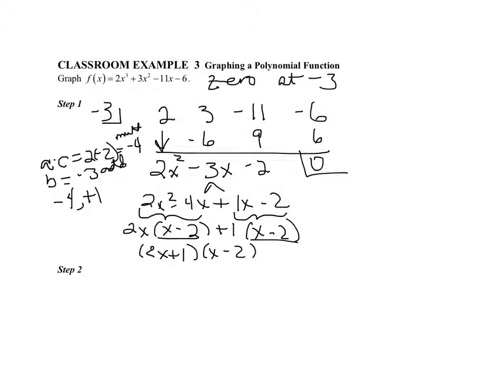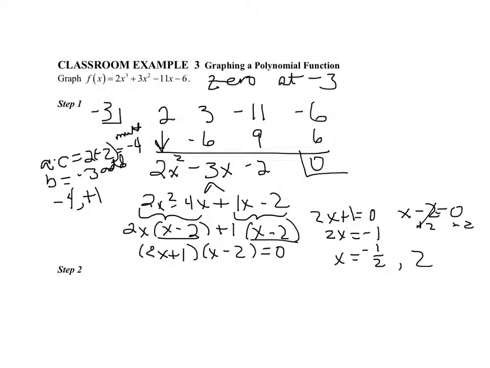two parentheses. I still don't have zeros unless I set this equal to 0 and solve by setting each parentheses equal to 0. That's how I'm going to determine where my other zeros occur. So 2x plus 1 equals 0. Also x minus 2 equals 0. So I'm going to end up with 2x equals negative 1, or x is negative 1 half. Also, when I add 2 to each side here, I get a 0 at positive 2.